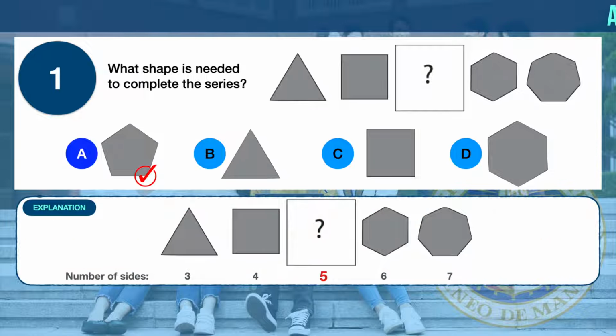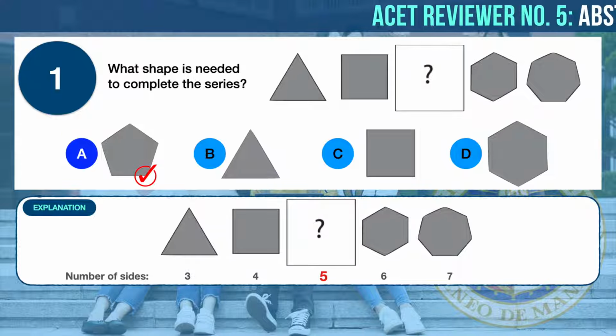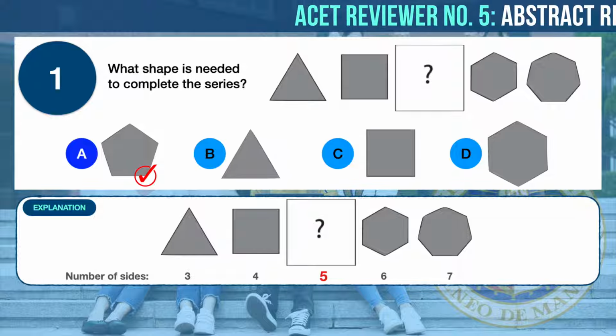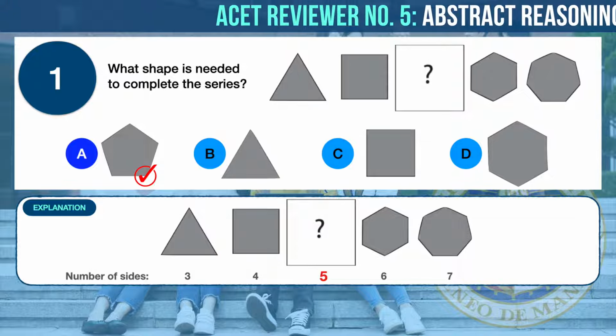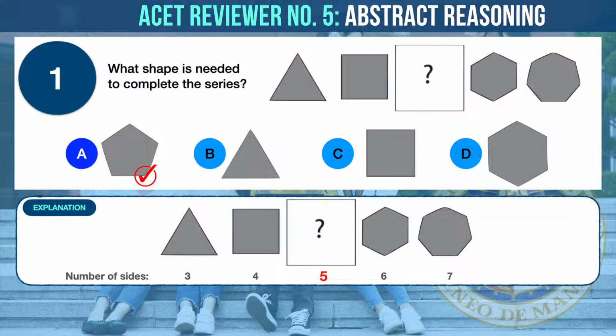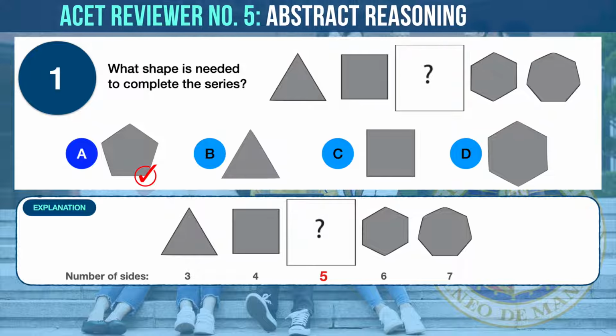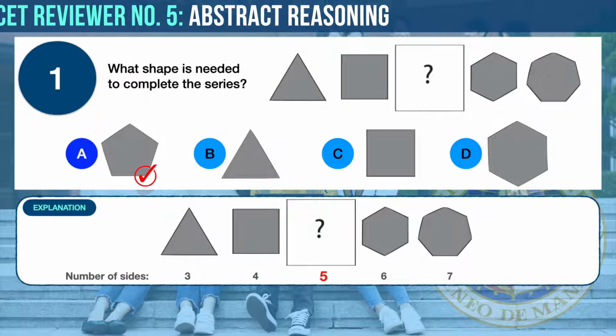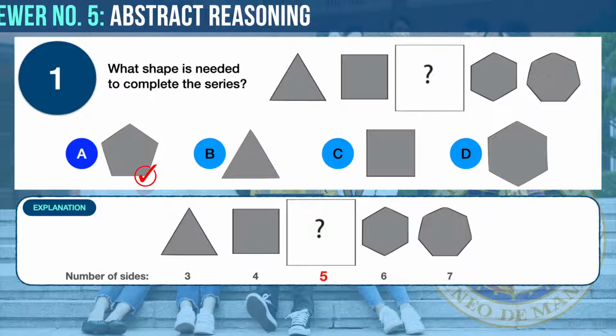The correct answer is A. This is a very easy abstract reasoning question. Most abstract reasoning tests have at least one giveaway question like this. The shape needed to complete the series is, obviously, a pentagon. From left to right, the shapes are increasing in their number of sides. The missing shape must have 5 sides.